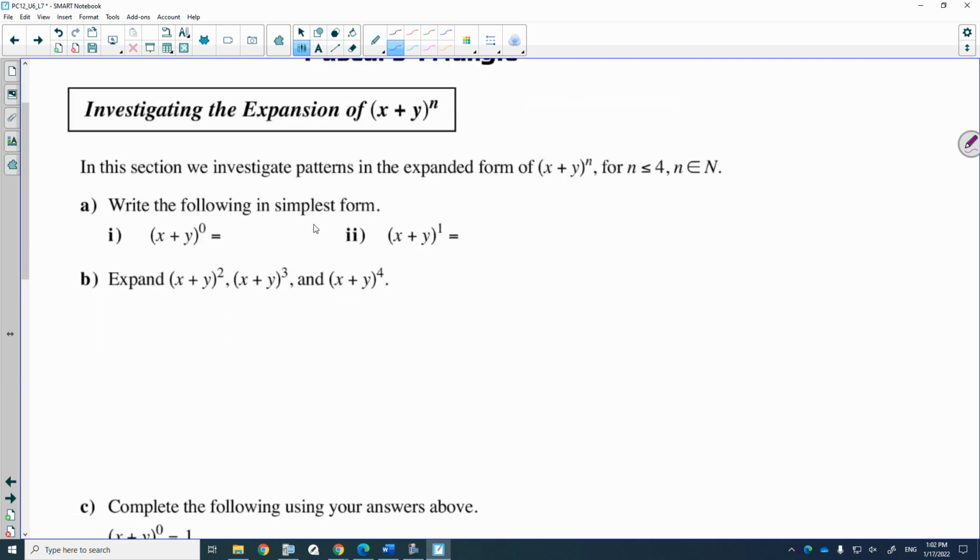So we've already done this, right? So x plus y to the power of 0 was our 1, and this is x plus y. And then here it was wanting us to expand to the power of 2, 3, and 4, but there was just not a lot of room here.